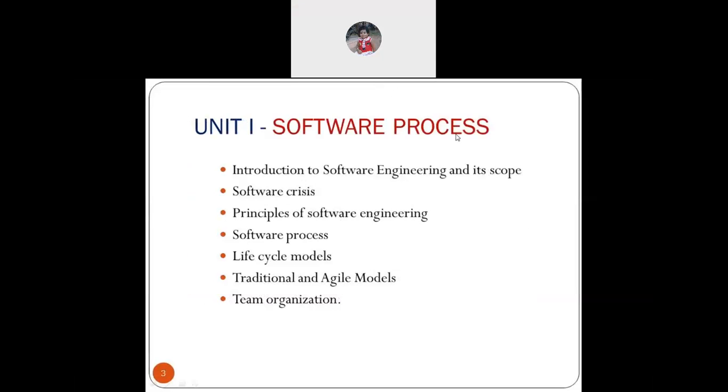Unit 1 focuses on software process. In this unit, we are going to discuss the introduction to software engineering and its scope, software crisis, principles of software engineering, software process, life cycle models, traditional and different agile models and their differences, and team organization.